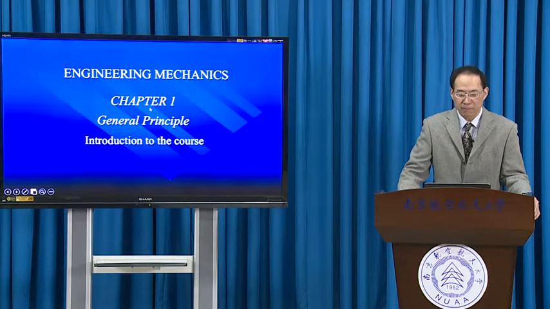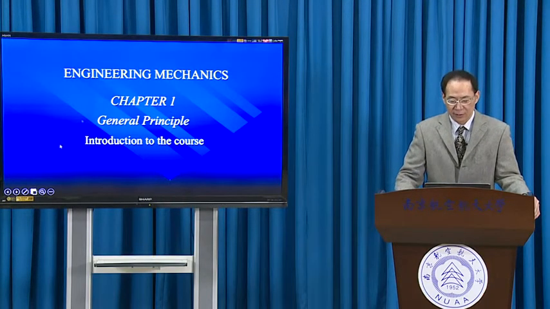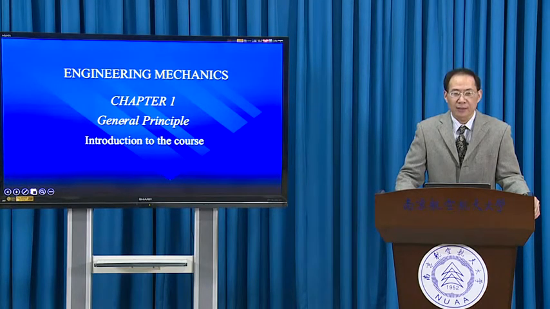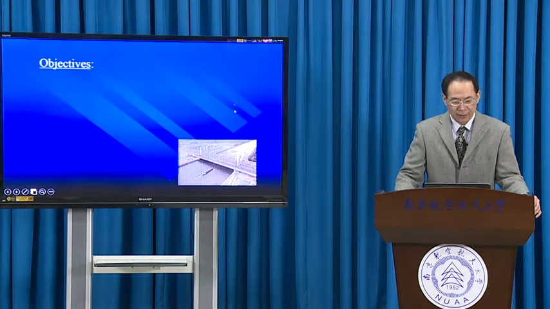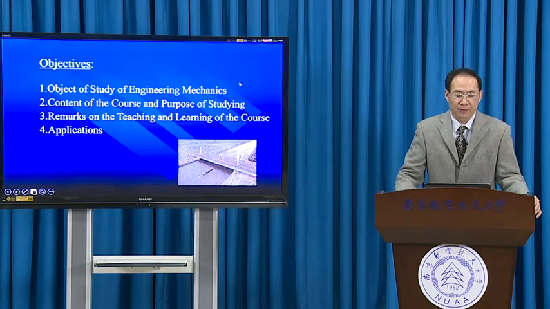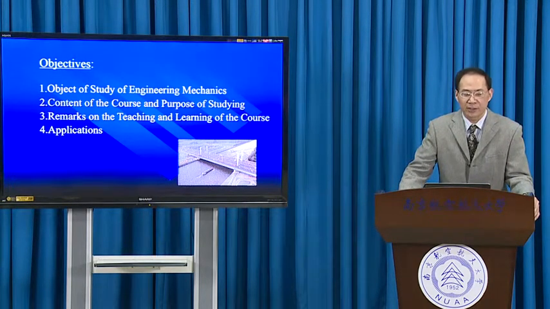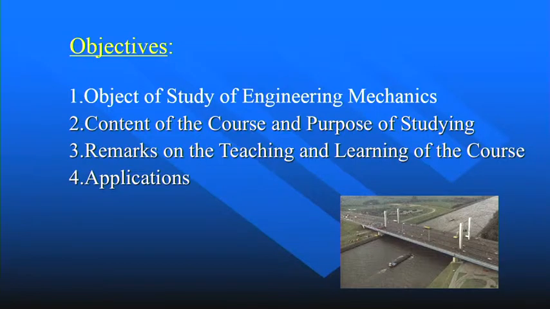Today, we will take up Chapter 1, Engineering Mechanics General Principles. Because this is the first class, we give an introduction to this course. Objectives. There are three objectives. One, object of study of engineering mechanics. Second, content of the course and the purpose of studying. Third, remarks on the teaching and the learning of the course. Finally, application.